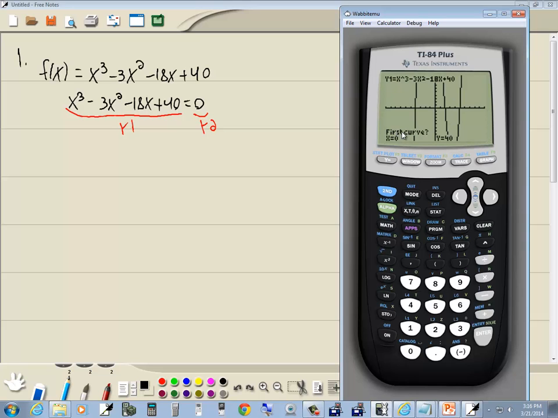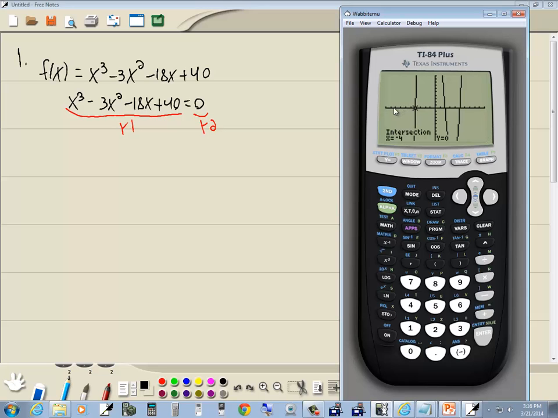Let's go through our steps to verify that. So it says first curve. You go ahead and press enter on first curve. Then it'll come up and say second curve. You press enter on it. Now for our guess, we're going to input an x value close to where we think our answer is. We said we think it's negative 4, so let's put a negative 5. And then I'll press enter. And it'll find the answer that's closest to your guess.